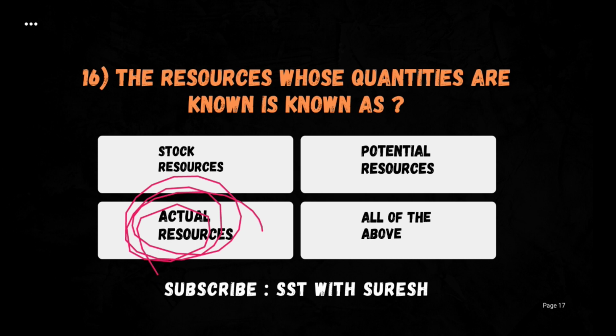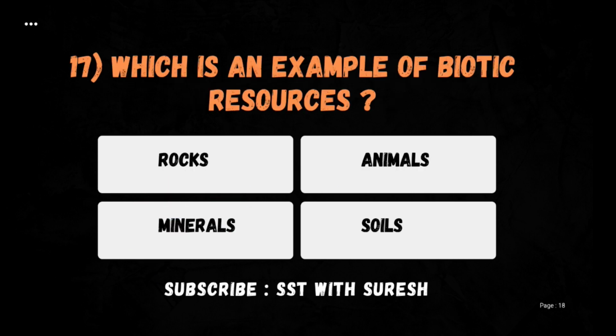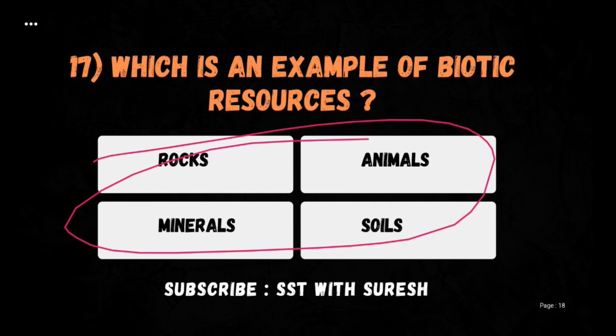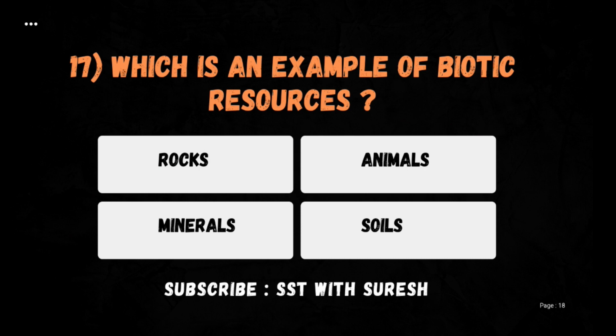Okay, next question, question number 17. The question asks: which is an example of biotic resources? And the options are: rocks, minerals, animals, and soil. And the correct answer for question number 17 is that animals are an example of biotic resources.